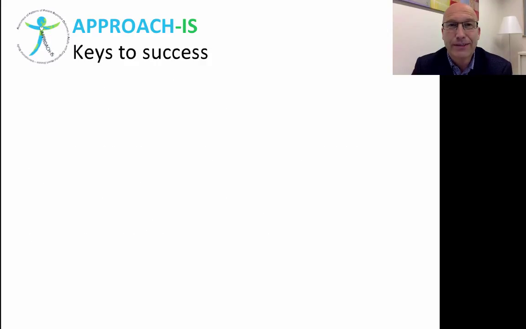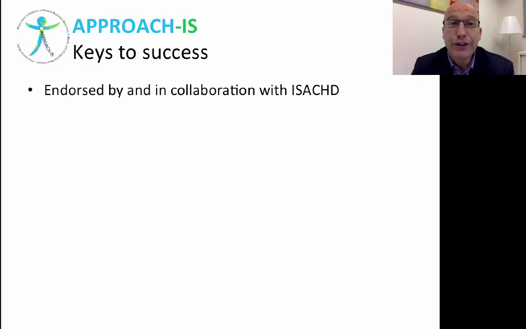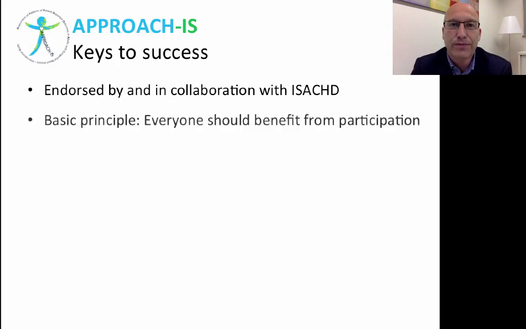What are the keys to success? Well, first, the study was endorsed by, and conducted in collaboration with ISACHD, the International Society of Adult Congenital Heart Disease. And this was very important to us because this society provided a platform, a forum where we could communicate about this study, where we could use the network of the society to find potentially participating centers. So the network of the society and the collaboration with it was of critical importance.